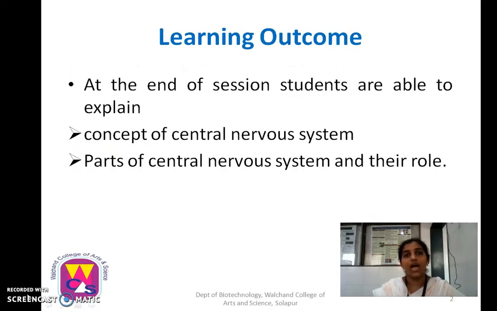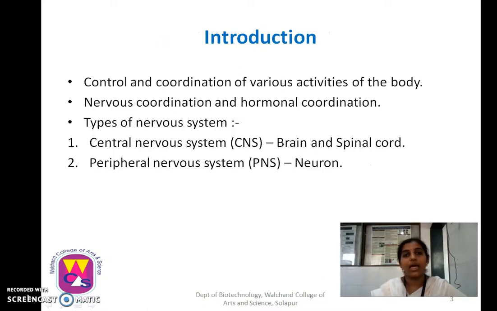Learning outcomes. At the end of the session, students are able to explain the concept of the nervous system, the parts of the nervous system, and their respective roles. Introduction. The nervous system is one of the organs present inside our body which is involved in control and coordination of various activities of our body.